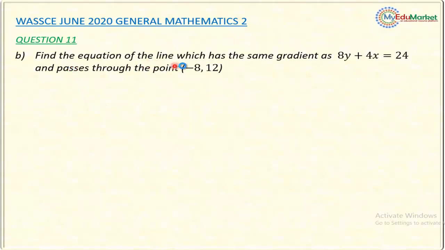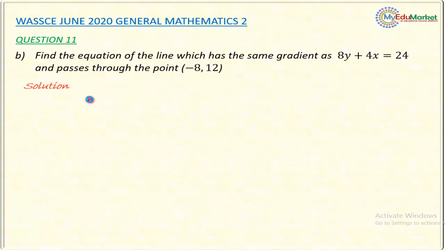Find the equation of the line which has the same gradient as the line 8y plus 4x equals 24 and passes through the point (-8, 12). So let me attempt to answer this question.